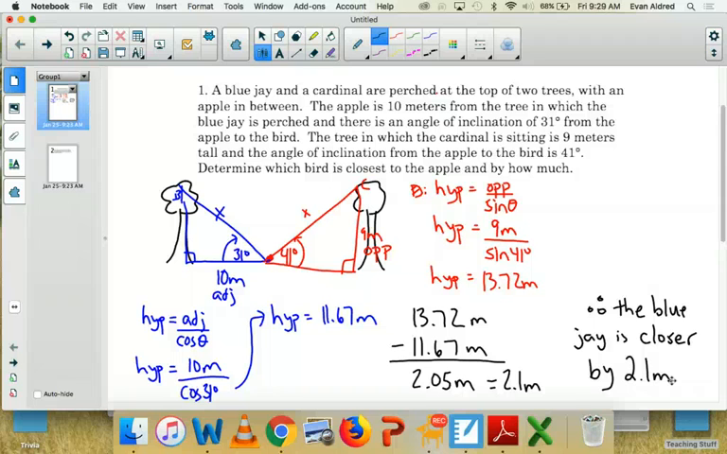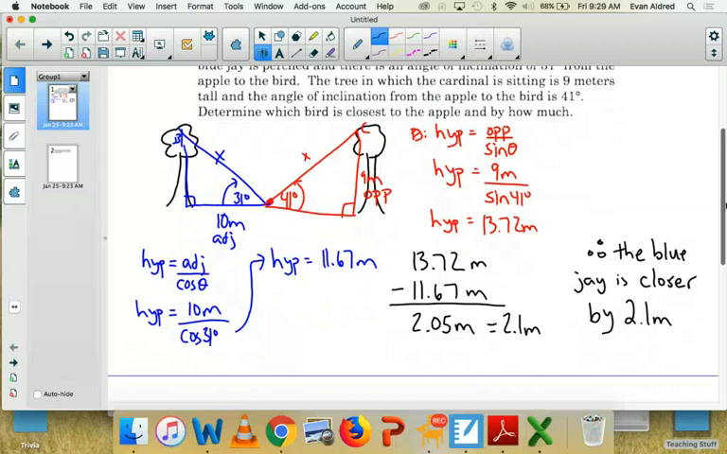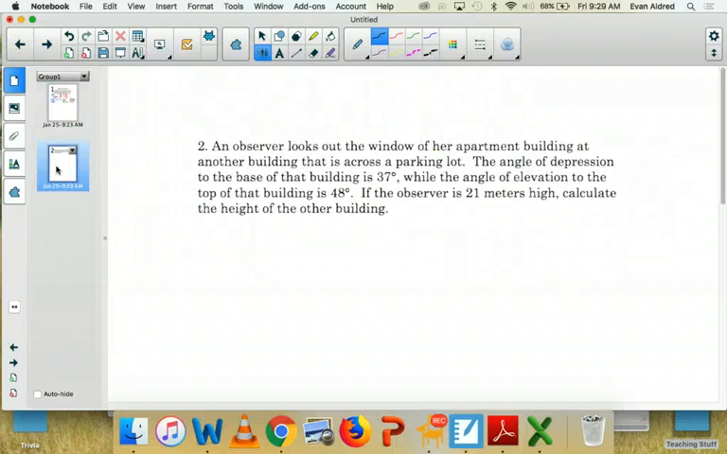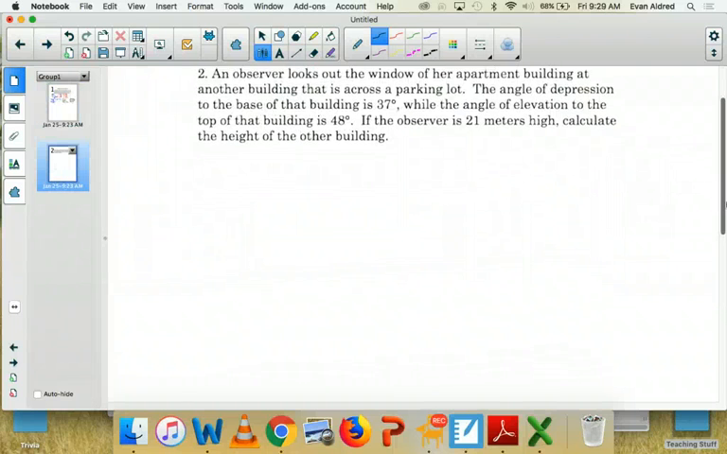But at the end of the day, you're just using your trig ratios. You have to use them twice in this case, but at the end of the day, it is just a sine problem, a cosine problem, and then at the very end, a subtraction problem. So that was the first question. Now let's look at another way that these questions could be presented to you.